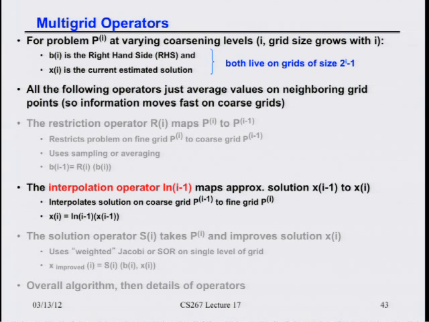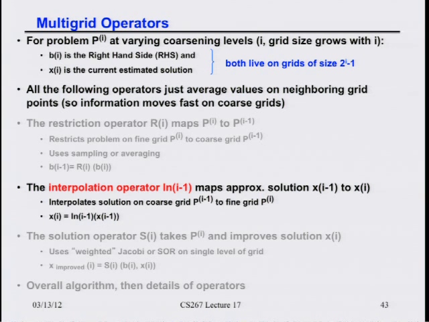Then the interpolation goes the other direction. These 2 operators are almost the same as one another, almost inverses. So it takes my solution on the coarse mesh, I minus 1, and gives me my approximate solution on the fine one, on mesh I. And I'll write it this way. So the interpolation operator maps from I minus 1 to I, x sub I minus 1 to x sub I. And that's also going to be just averaging with neighbors.